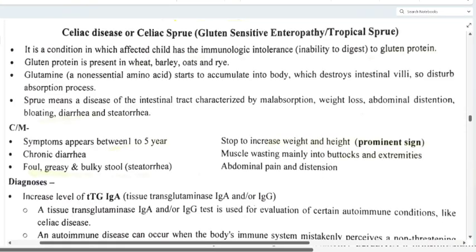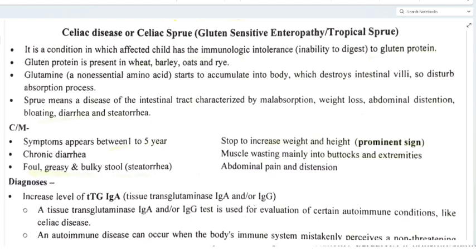Hello everyone, welcome back. In today's session, we'll be studying another important topic from pediatric nursing, that is celiac disease or celiac sprue. That is a gluten-sensitive enteropathy or tropical sprue. So what is celiac disease? It is a condition in which the affected child has immunologic intolerance, the inability to digest gluten protein. Basically, it is a condition where the child has intolerance to gluten protein, in simple words.